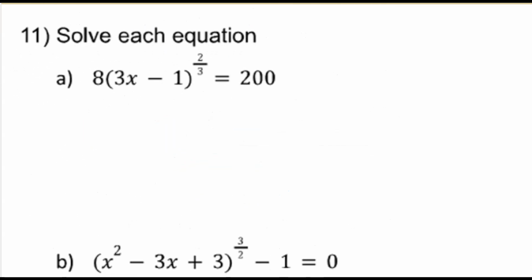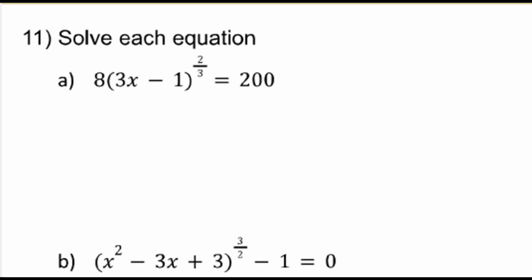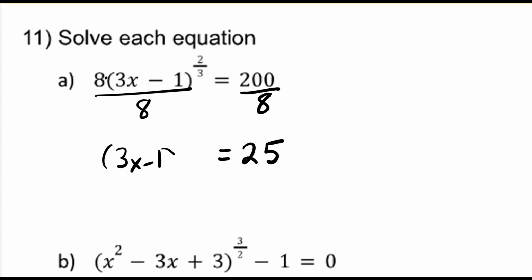Now for solving some equations with rational exponents. All right, so the general structure for solving an equation with a rational exponent is to isolate the expression being raised to that rational exponent, then raise both sides to the reciprocal power and go from there. So I'll start by dividing out that 8 because that exponent of 2/3 does not apply to that. That 8 is simply linked by multiplication. So if I do that, I get 25 on the right-hand side, and on the left-hand side, I still have that 3x minus 1 to the 2/3.